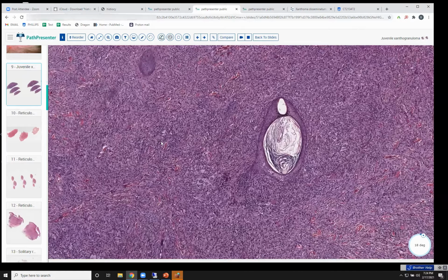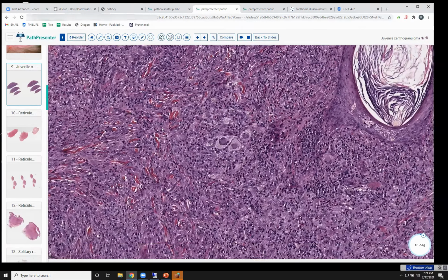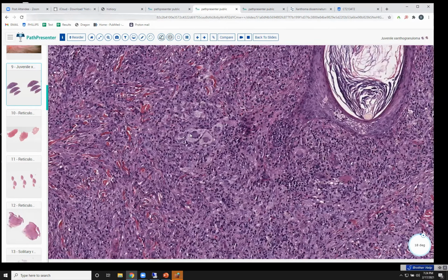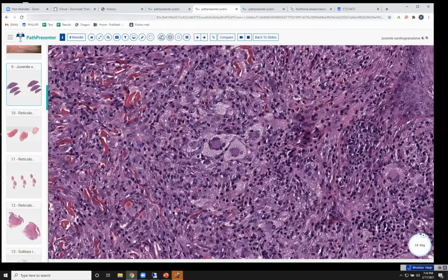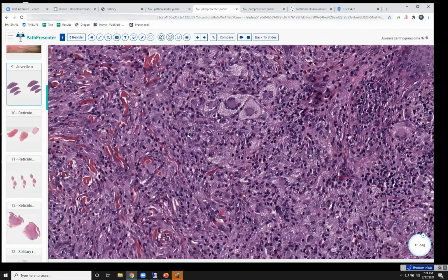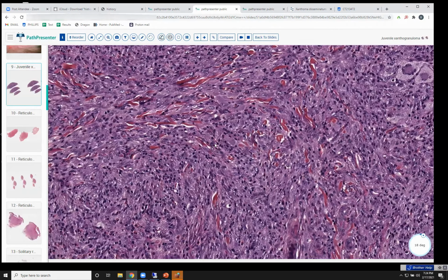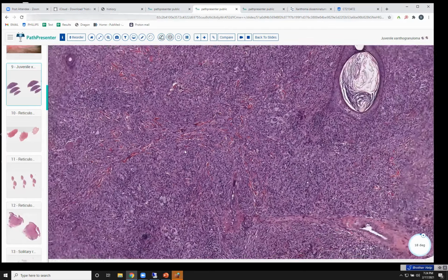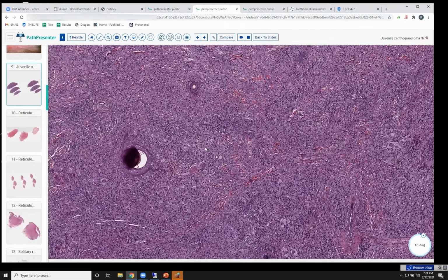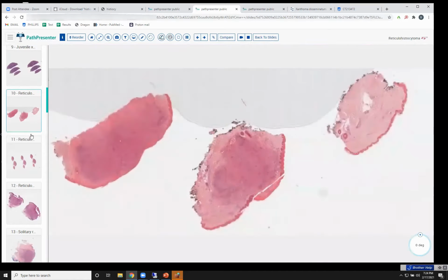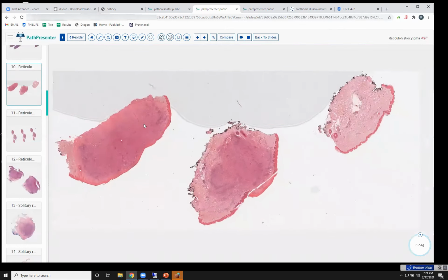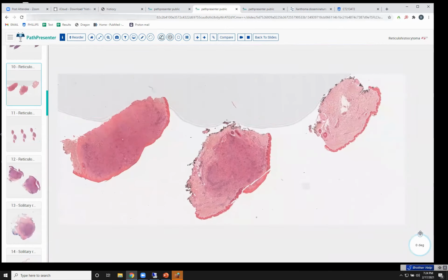And when you look on high power, if you get this in boards and you see these kind of cells with the wreath of nuclei, the foam, eosinophils over there, this is a xanthogranuloma, juvenile or adult xanthogranuloma. So the cousin of this one is the reticular histiocytoma.